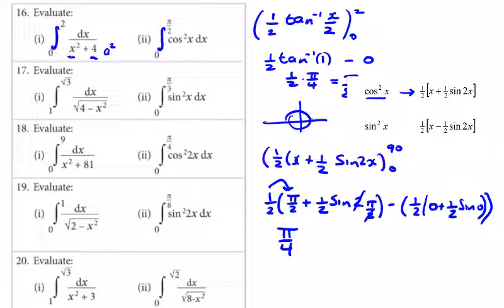Unit circle. Here's our sine is 0. 0 and 180. Plus 1 at 90. And minus 1 at 270. So we're just going to get pi over 4 plus 0, or just pi over 4 for this one.